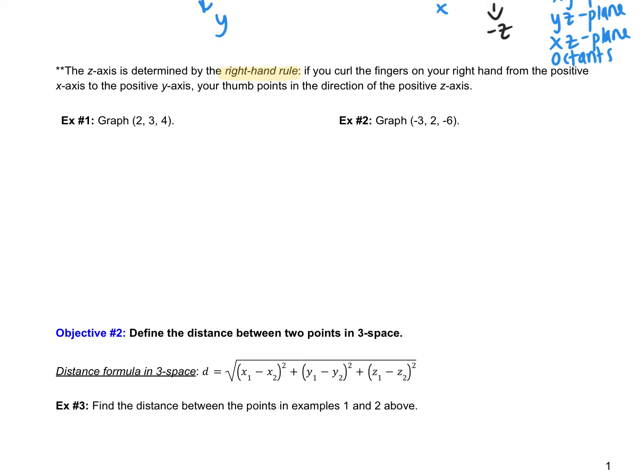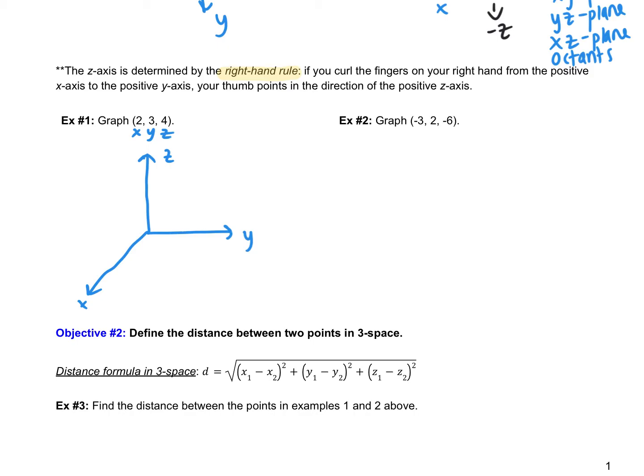So first example that we're going to do is we are going to graph the point 2, 3, 4. So this is telling us that x is positive 2, y is positive 3, and z is positive 4. So the way you're going to do this is you're going to start by just drawing out your axes. So here's my positive x, here's my positive y, here's my positive z. I wouldn't bother to draw out the negatives because we don't need any of those axes.